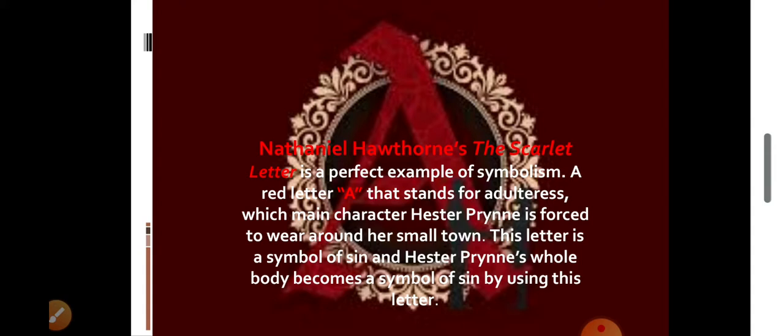So Hester Prynne was forced to wear a letter A, which is made in color red, which symbolizes adultery, stands for adultery. This letter is a symbol of sin, and the sin is adultery. And Hester Prynne's whole body becomes a symbol of sin by using this scarlet letter, that is the letter A. A very interesting novel, a whole allegorical or symbolic novel.